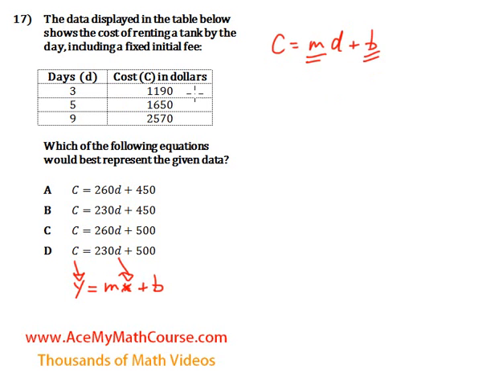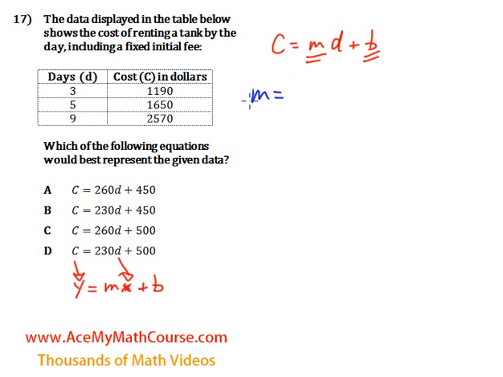Okay, so how do we tackle this? How can we find out without actually plugging in all of these choices one by one, just because it's multiple choice? Let's actually figure out what the equation is using the data. My first step will be to figure out the slope, m.